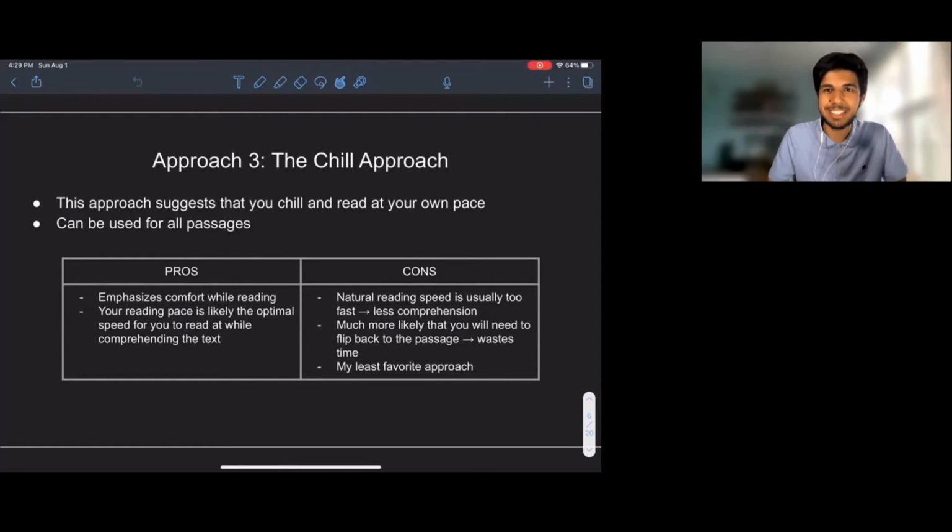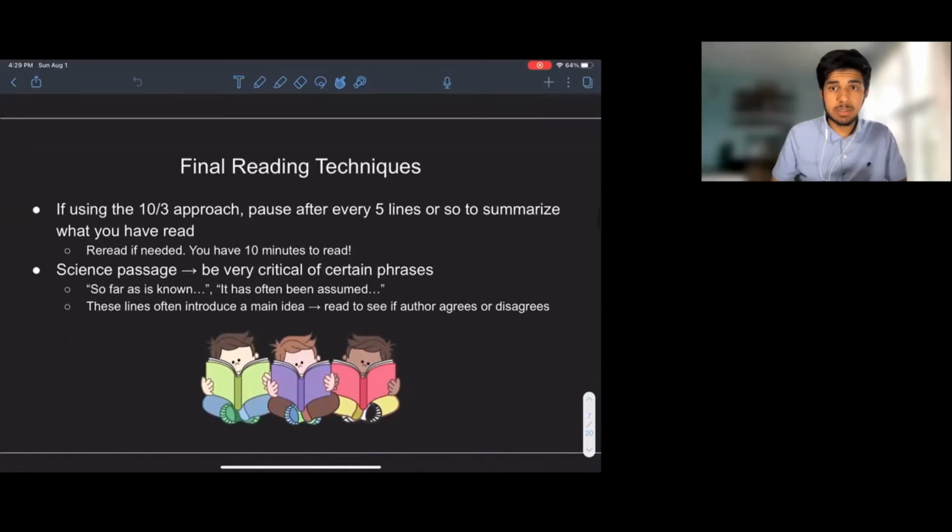And lastly, this is my least favorite approach. I found it the least useful and least effective, but again, it kind of comes down to personal preference, but I still really think the 10-3 approach is the way to go. Great, so let's move on to some final reading techniques.